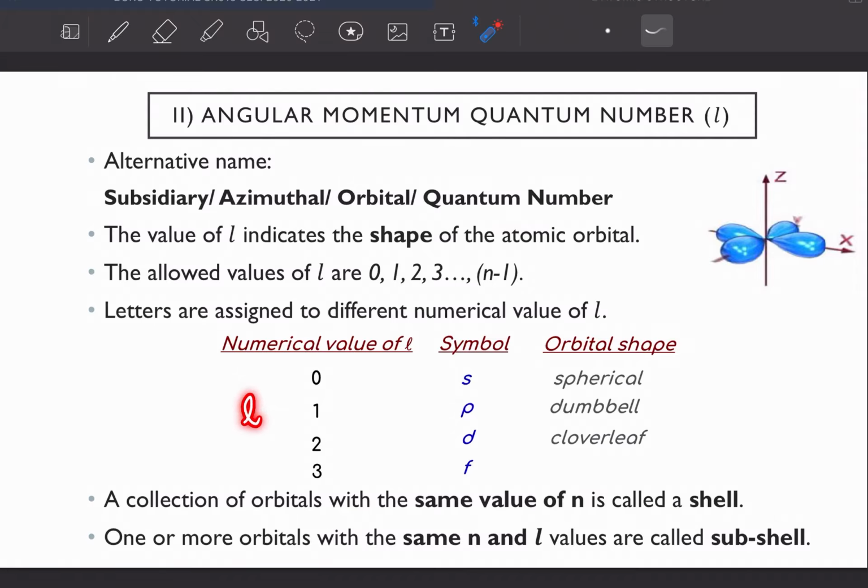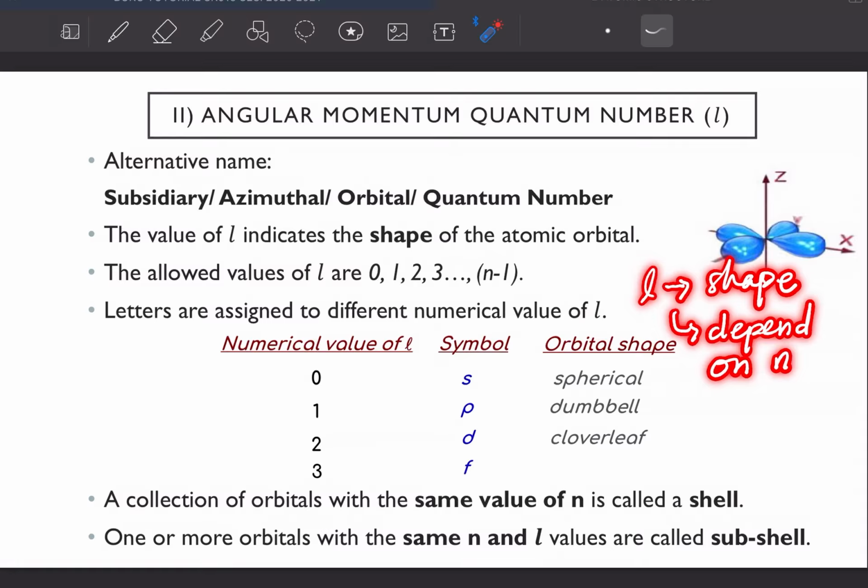If you have L equals 1, that means your symbol is p. This is the p orbital and the shape is dumbbell, like this. This is dumbbell shape. If your L equals 2, the symbol is d for d orbital. The shape will be clover leaf generally, but you also have other shapes for d orbital. So basically L will give you the shape of your orbital, and it will depend on n, your principal quantum number.